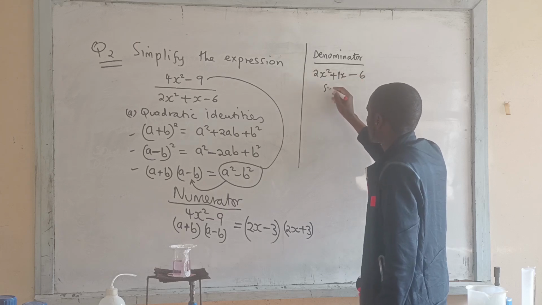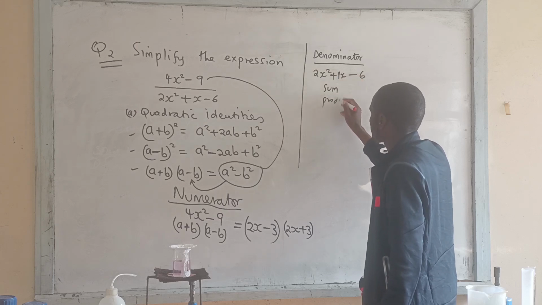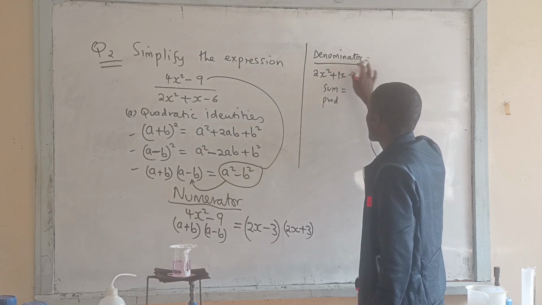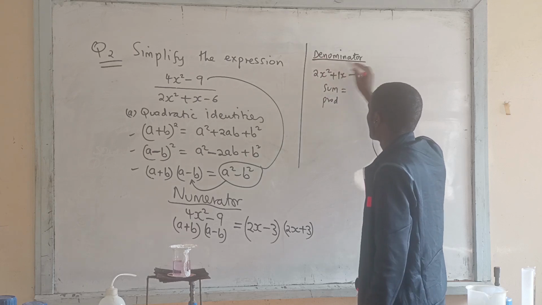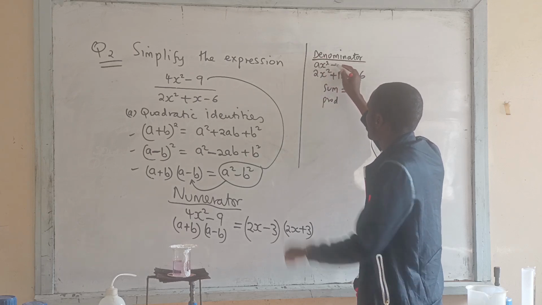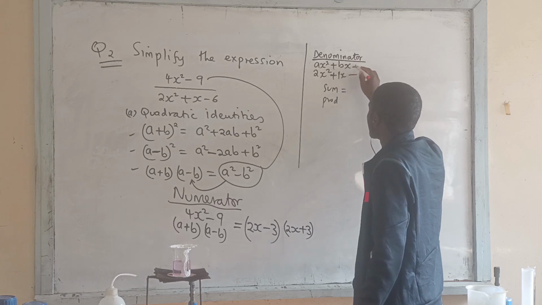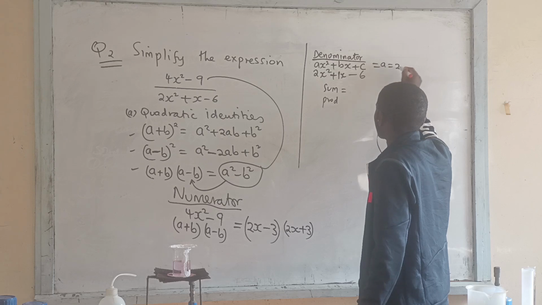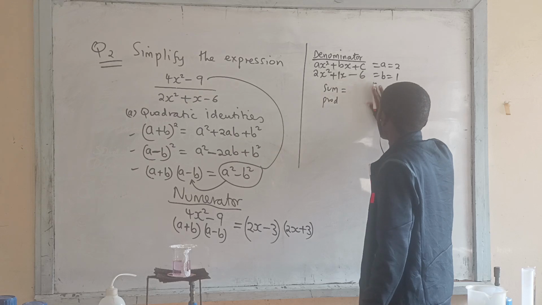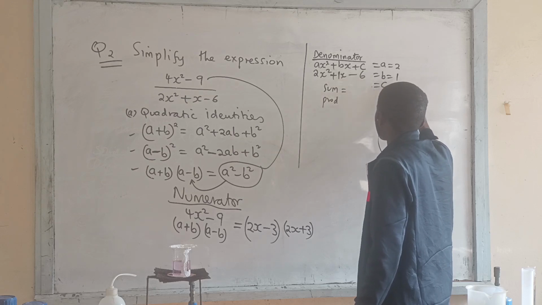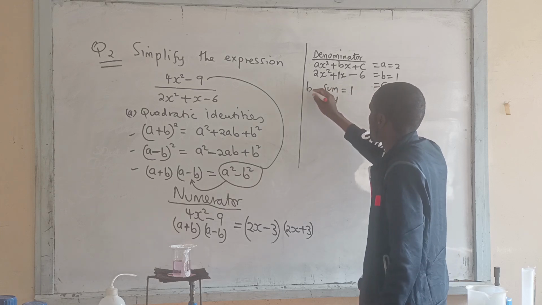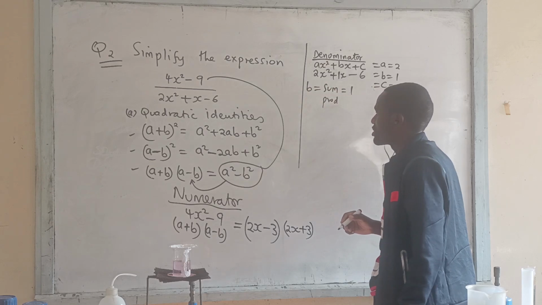So I know I need to get the sum and the product. Quadratic expressions are written in the form ax squared plus bx plus c. So my a is 2, correct? Then my b is 1, and my c is -6. So the sum is 1. So always take b to be your sum.